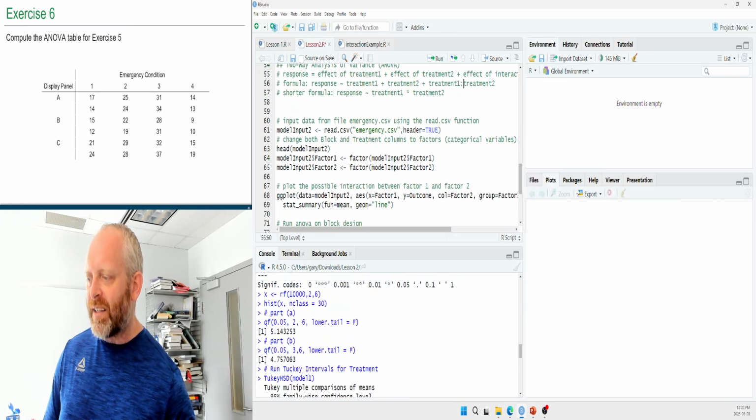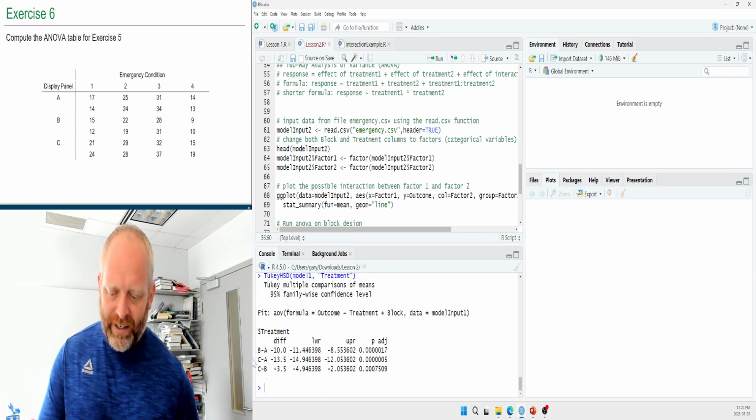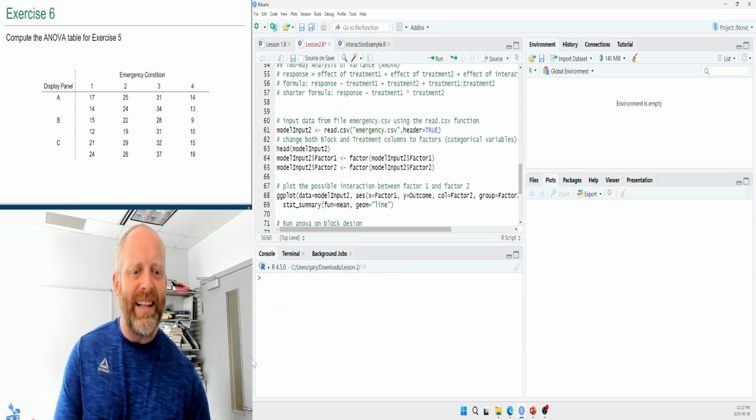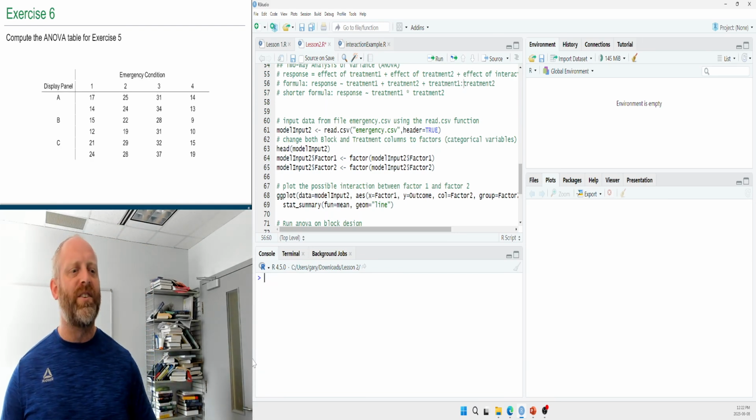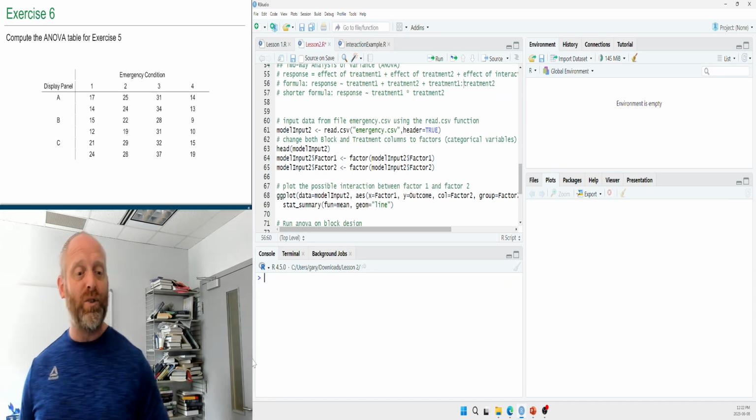And if I really wanted to clean everything up just a little bit more, I can do a Control L, and that's going to clear up everything in my console as well. So it's kind of like I'm starting from scratch.